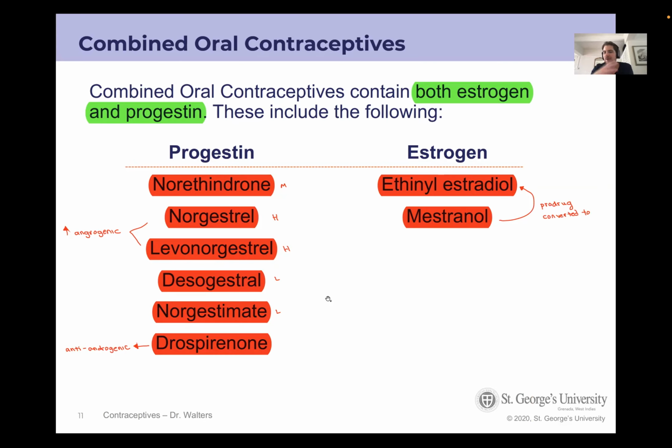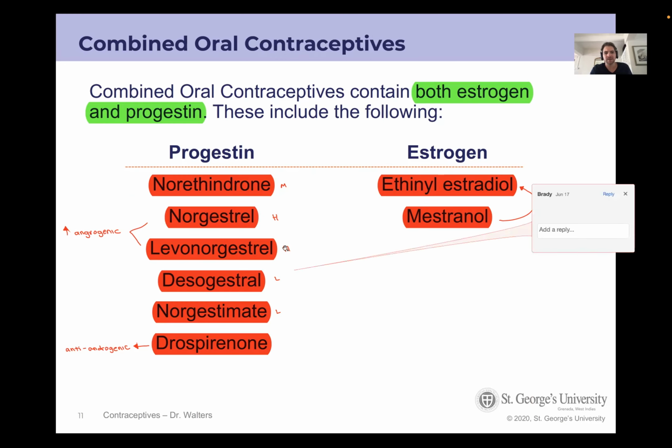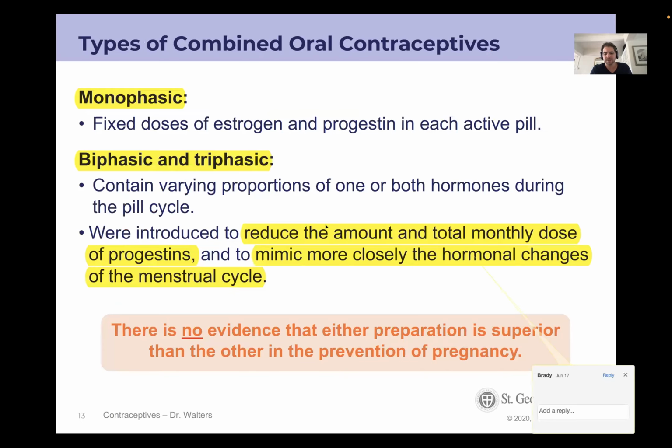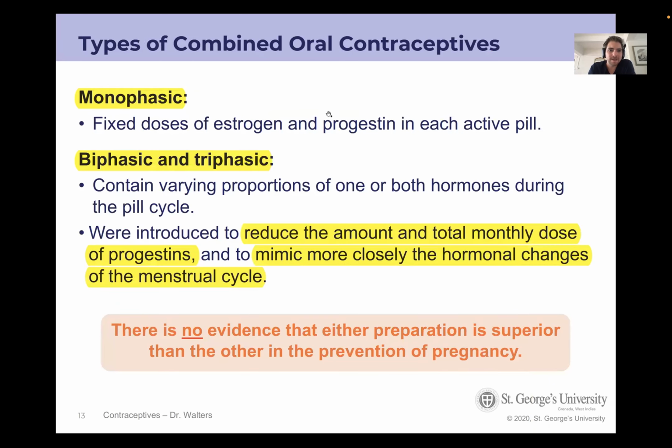So combination pills, I know there's a million different things out there, but depending on some of these characteristics, like if you need the anti-androgenic effects, you can go with this one. What I put over here correlates to this, like highest androgenic effects with these.